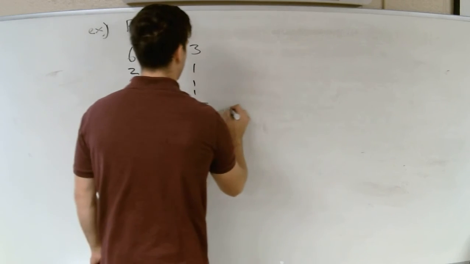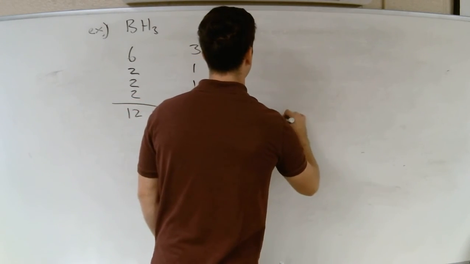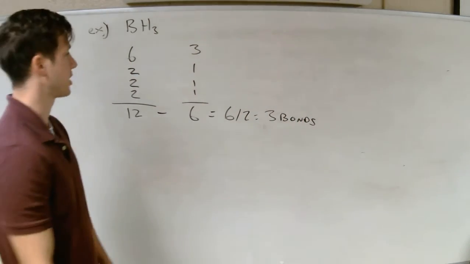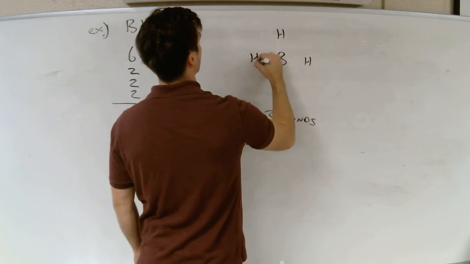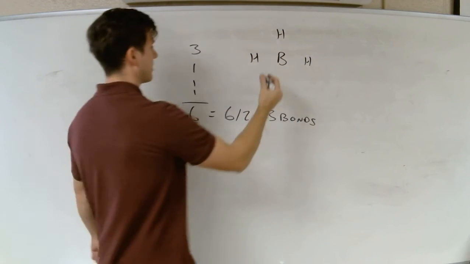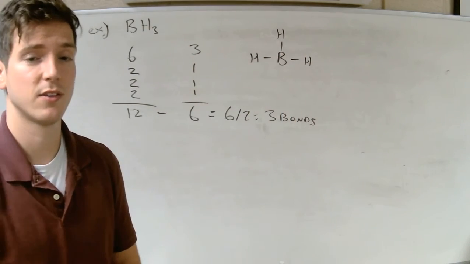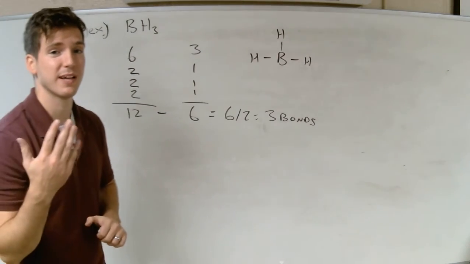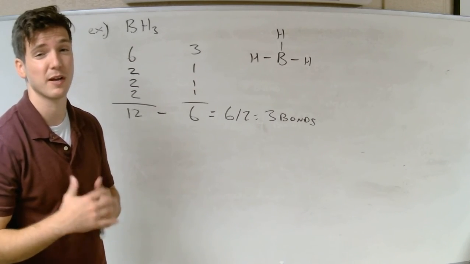Subtract those. 6 bonding electrons. Step 4, divide by 2. We're going to have 3 bonds. Determine our central atom, which is going to be boron. We got 3 bonds. They're going to go 1, 2, 3. We got to fill the octet or duet. Remember, boron only likes to be surrounded by 6. So it's not going to have an octet. It's not going to be surrounded by 8. It's only going to be surrounded by 6.